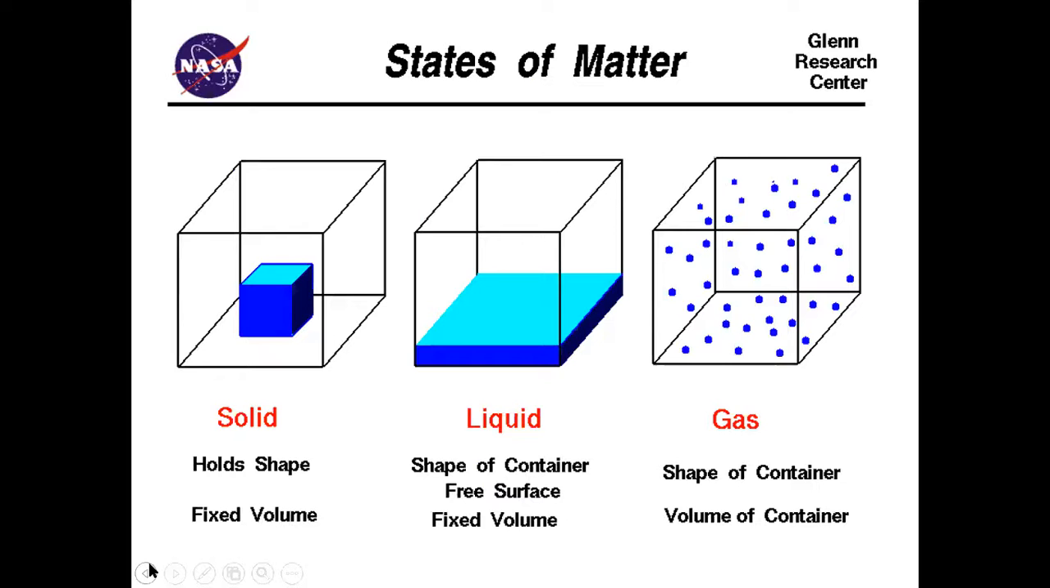A liquid takes the shape of the container. It has a free surface and it has a fixed volume. So here we have a liquid. Now our liquid happens to be water. And we are going to add a little food coloring to our water. It's hopefully a little easier to see.